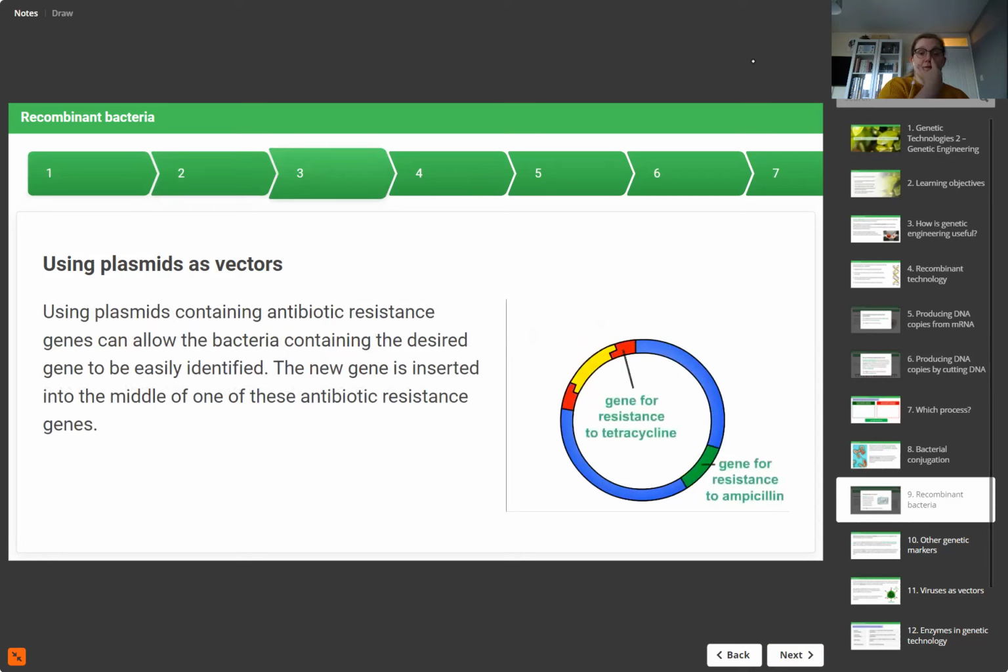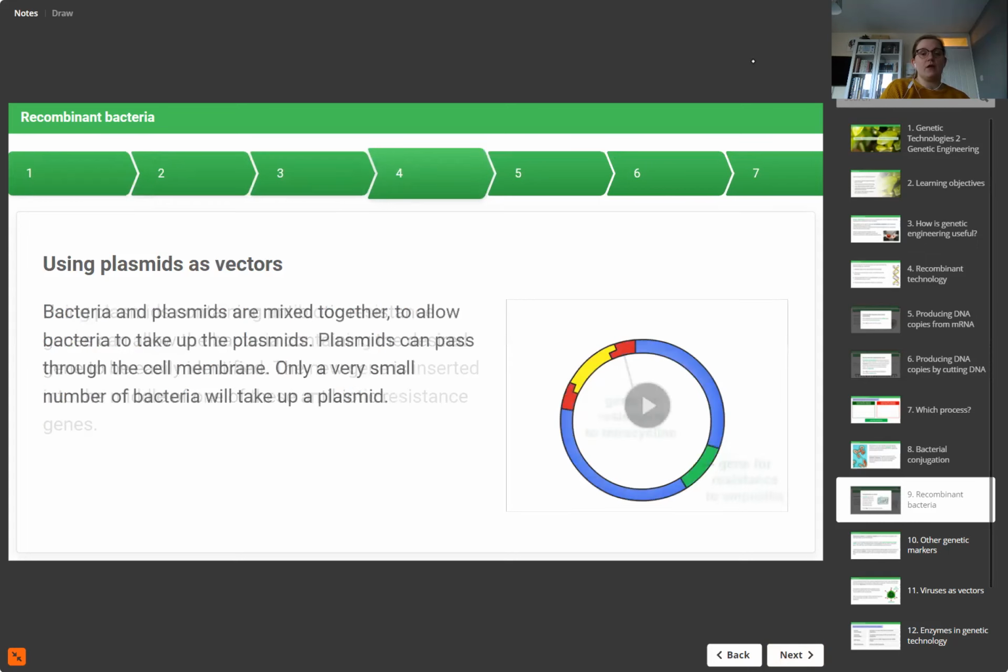When we use plasmids containing antibiotic resistance genes, it can allow the bacteria containing the desired gene to be easily identified. So the new gene is inserted into the middle of one of these antibiotic resistance genes. That makes it really easy for us to identify which individual bacteria have got this recombinant DNA inside them and which ones haven't, because not all of them are going to take it up. It's not really that useful if we can't actually find it again, so we have to have a way of identifying it.